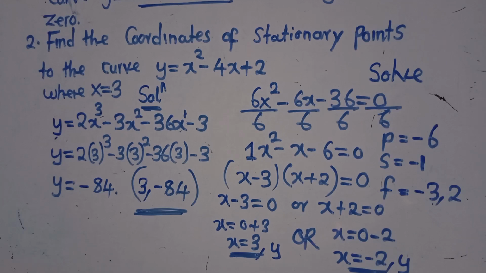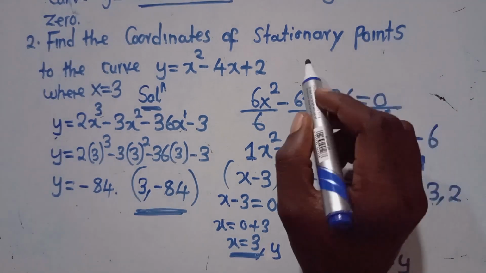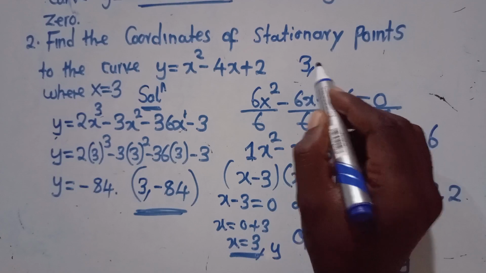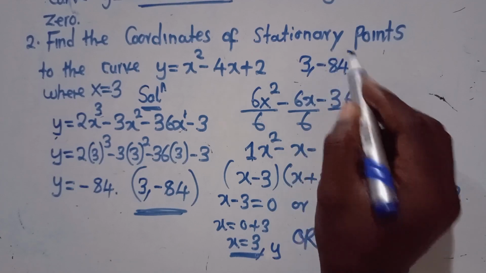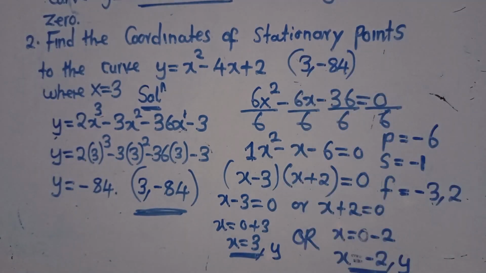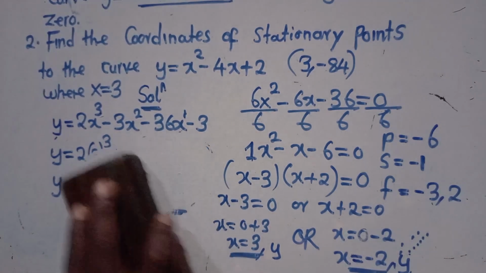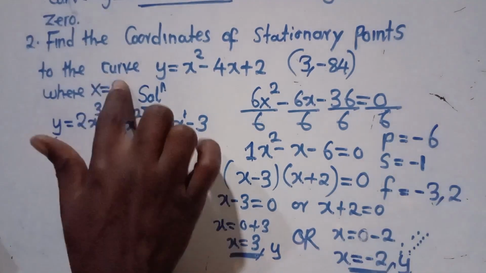We now find another coordinate, so I'm going to write it here so that I keep these answers. So I've got the first coordinate 3, -84. This is my first coordinate. I find another coordinate where x is -2, so that I find this value of y that is there. We are just doing the same thing here. So make sure you are writing down this.